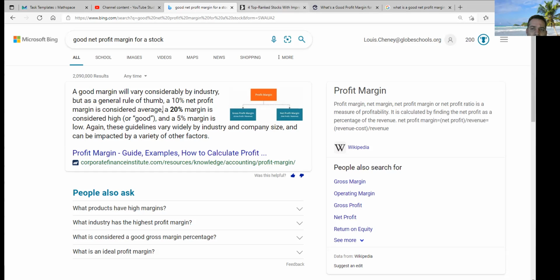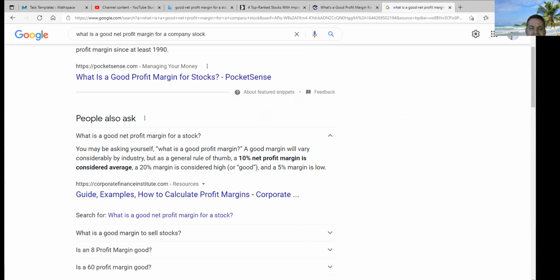The next one I wanted to show you was from Google. Okay, let me make sure we're on the same screen here. Yes, it looks like we're on the same screen. Okay, what is a good profit margin for stocks? That's what I typed into google.com. So I'm not just trusting one source, I'm getting more than one source before I invest when I look at these metrics for the stocks.